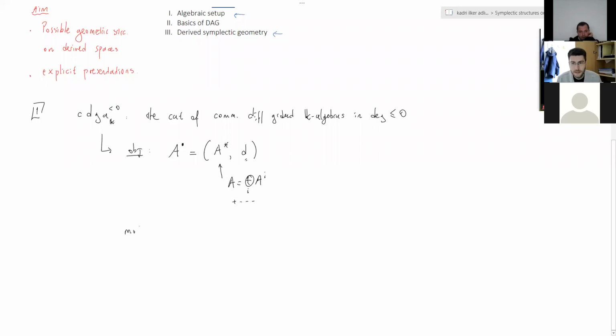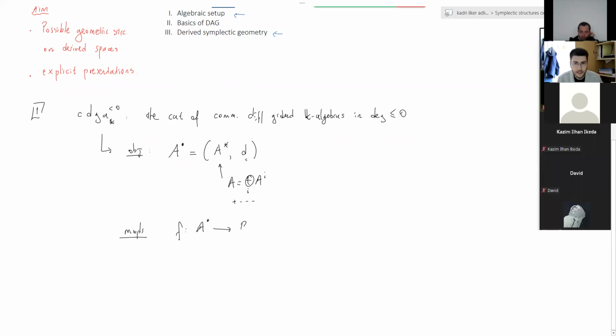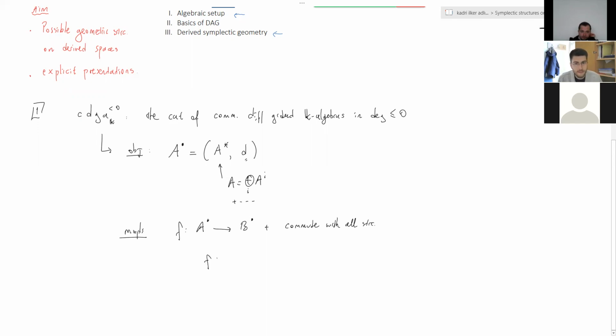What about the morphisms of this category? As you may expect, these are maps from A dot to, let's say, B dot, that commute with all structures. These are defined component-wise: F is just a collection of maps F_i, and each F_i is a map from the i-th homogeneous part of A to B_i, the i-th part of the other CDGA B.